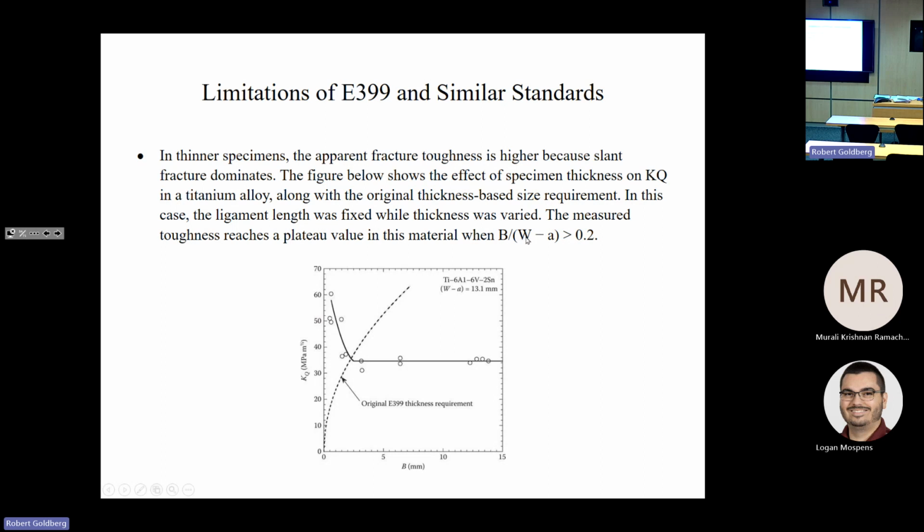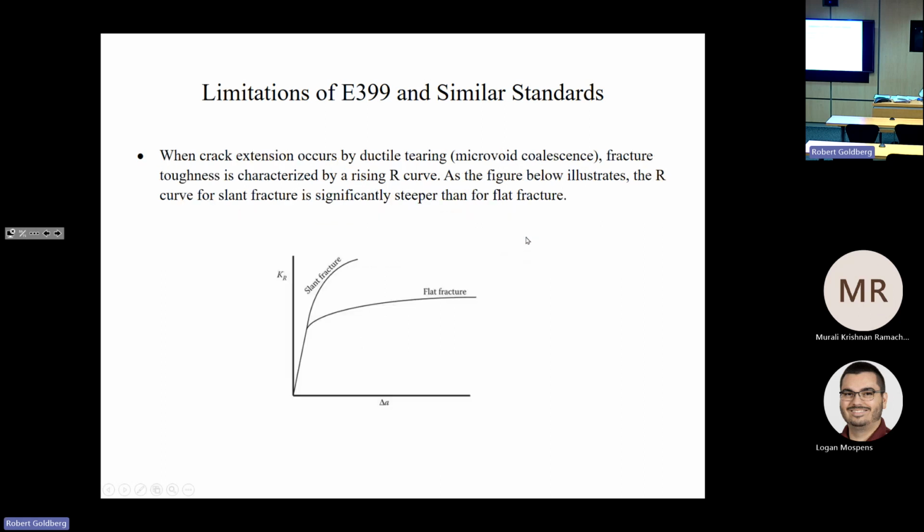This figure shows the effect of specimen thickness on KQ in a titanium alloy, along with the original thickness-based size requirement. In this case, the ligament length was fixed while the thickness was varied. If you look at the actual data, the toughness reaches a plateau where the thickness divided by W minus A is greater than 0.2. So the original thickness requirements proved to be not so valid when you look at actual materials.